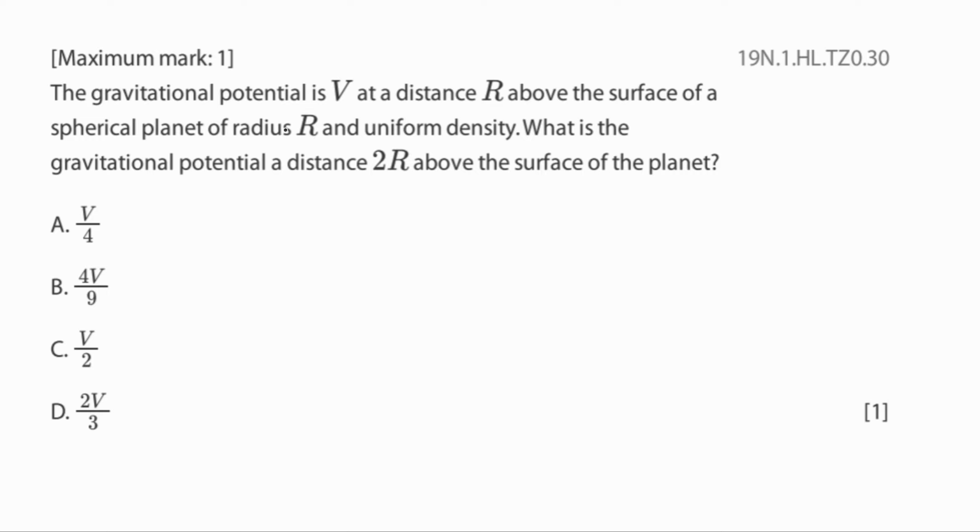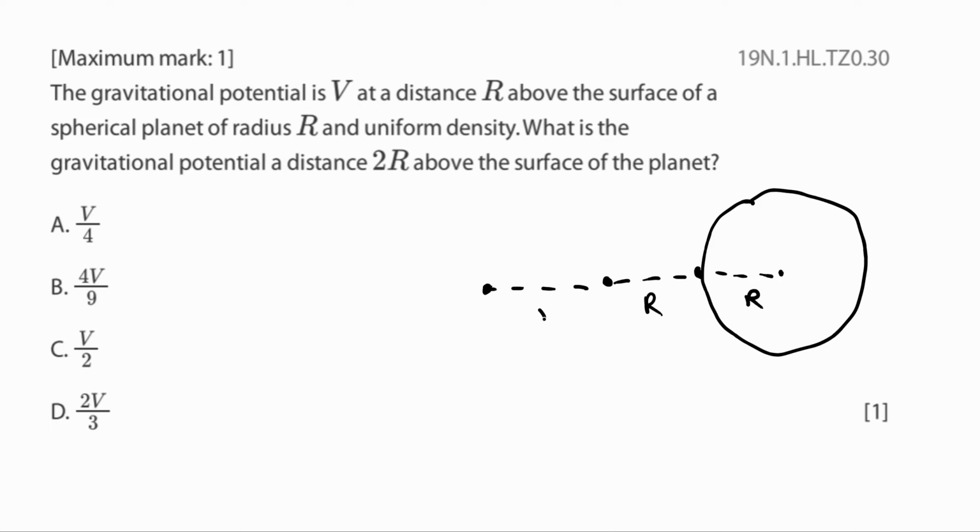Well, before we work this question out, let's just visualize what they're asking here. We have a planet of radius r. So this is r. And in our first scenario, we are at a distance r from the surface. So from the center of the planet, we are 2r away. And in the second scenario, we are at a distance 2r from the surface of the planet, so we're at a distance 3r from the center of the planet, and this is important and you'll see in a second.